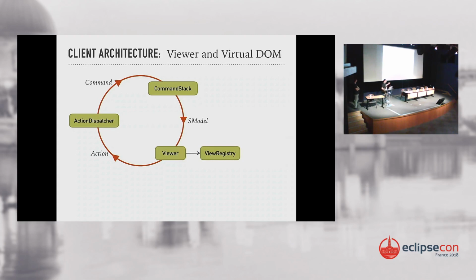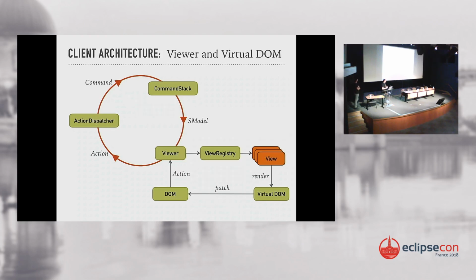So once we got the S model, we traverse it. It's a tree. And for each element in the S model, we look up a view. And a view is a function that turns the model element into an SVG subgraph. That one is contributed to the virtual DOM, and then we have a patch method to actually patch the real DOM. We use a special virtual DOM framework here.